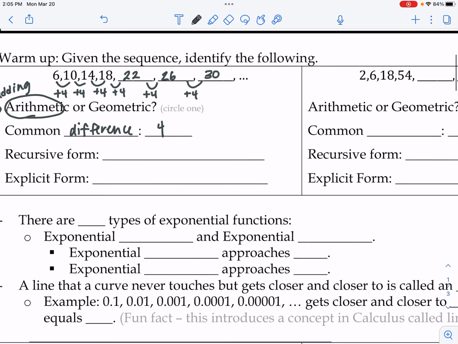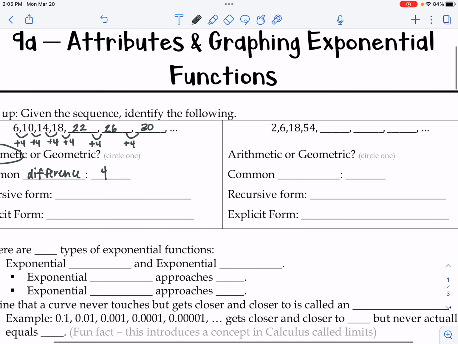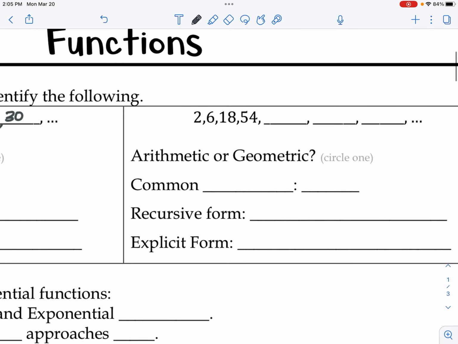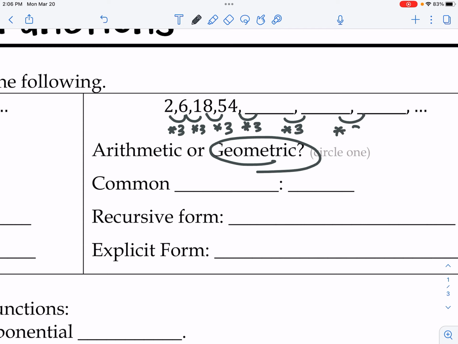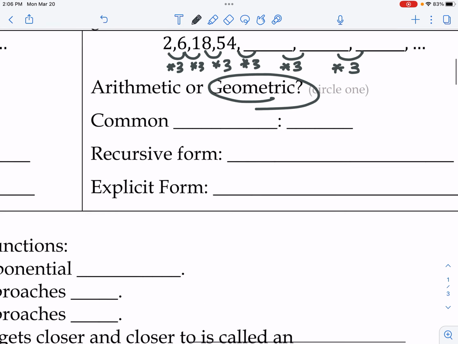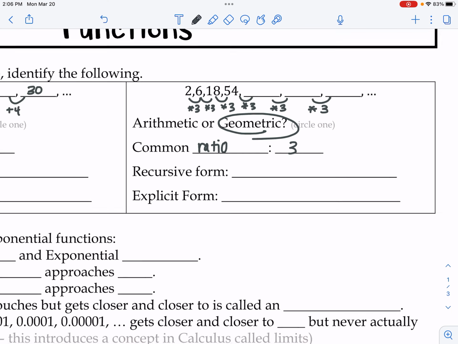I'm going to skip the formulas. We don't need them for what we're talking about today. This next example, we're going from 2 to 6 to 18 to 54. This one's actually multiplying by 3 each time, and so we call this a geometric sequence. We can continue multiplying by 3 to get the next few terms. I'm going to skip that because those are large numbers. Instead of calling it a common difference, we call it a common ratio. And that common ratio in this case is 3.